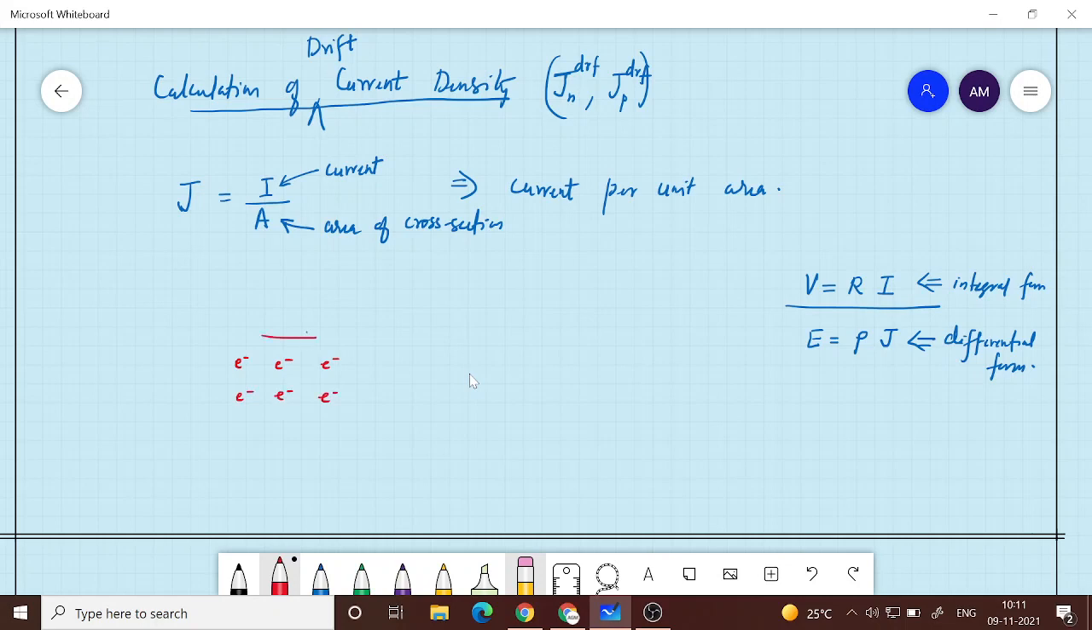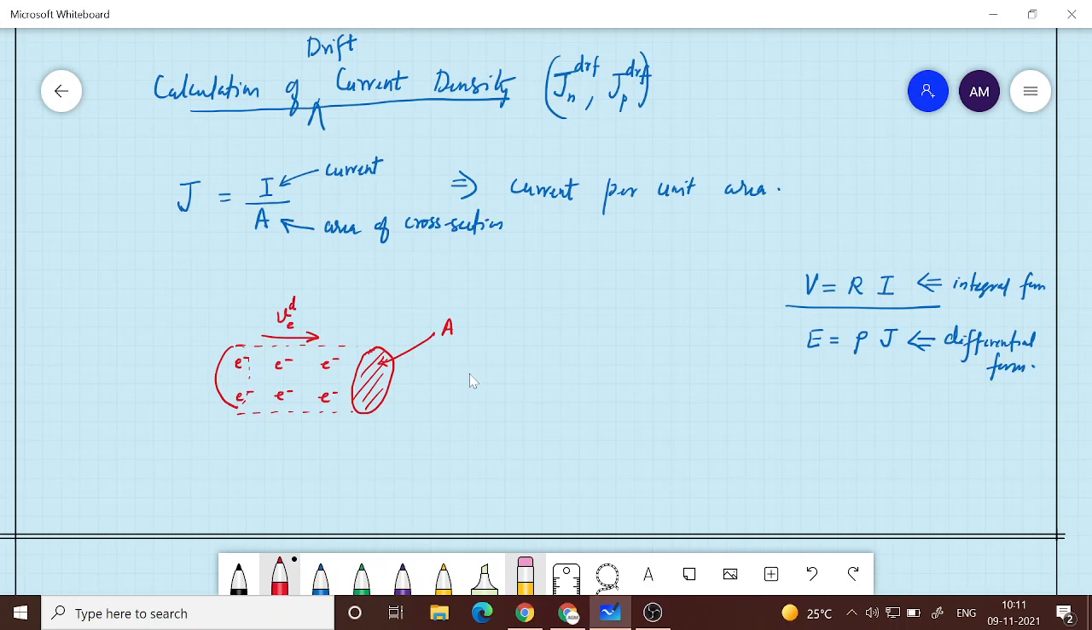So they are all moving in this direction, say, and the material in which they move has some cross section like this, which is what we call A. A is the area of cross section, and the electron is moving, and a little while ago we found out the speed or the velocity with which they move. The drift velocity we have found out. Suppose the drift velocity, V_d, E, that is what we said.